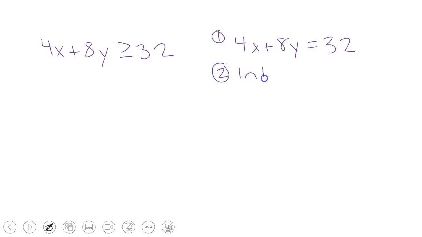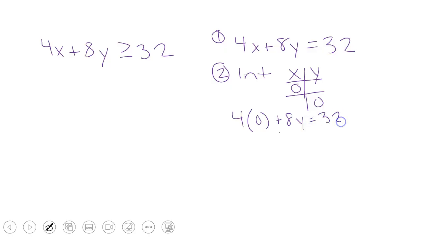Your next step is your intercepts. So I'm going to make my chart, my table, put a 0 for x, 0 for y, and solve for each an x and y intercept. So I'm going to use the equal sign equation, and instead of x, I'm going to plug in a 0 and solve for y. So then I have 8y equals 32, divide by the 8, so then my y equals 4. So this is your y-intercept, 0, 4.